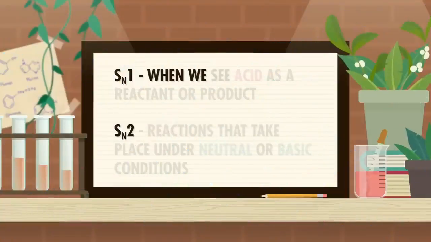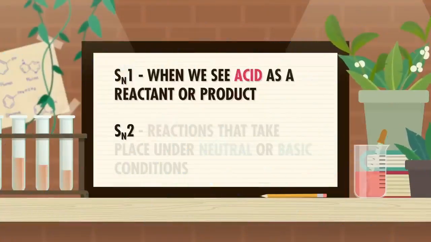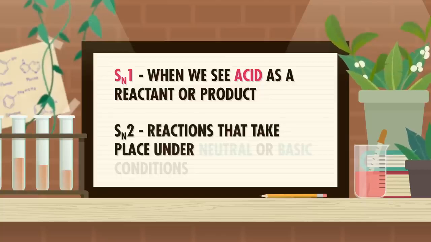I'm gonna be honest, evaluating these key reaction conditions can feel complicated, but here's a trick we can use. Weak nucleophiles are often polar protic solvents and favor SN1. Since they're protic, the reaction is carried out under acidic conditions or generates a molecule of acid as a byproduct. So when we see acid as a reactant or product, think SN1. And on the flip side, reactions that take place under neutral or basic conditions tend to favor SN2.